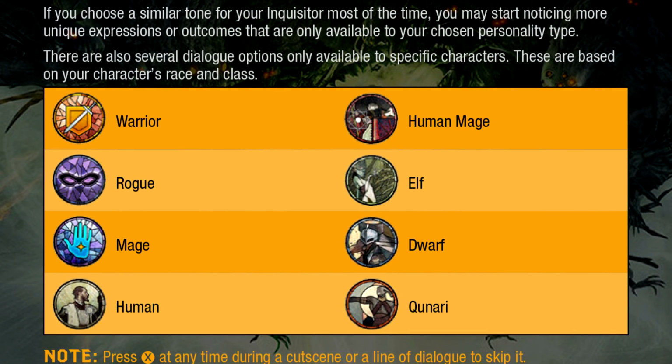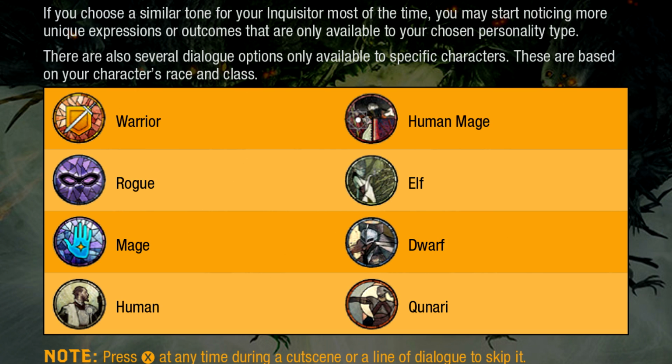The last 8 symbols we'll look at will only become available to you depending on your class and your race, and if you've been showing consistency in your answers up to that point. The first symbol is the sword and shield. This would represent a warrior answer. Think of your classic sword and board fighter.